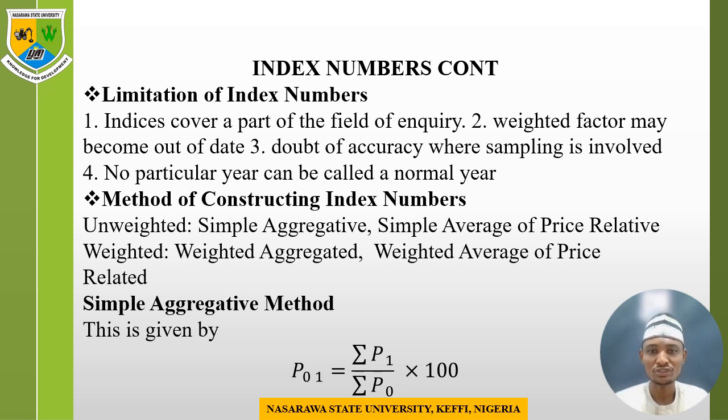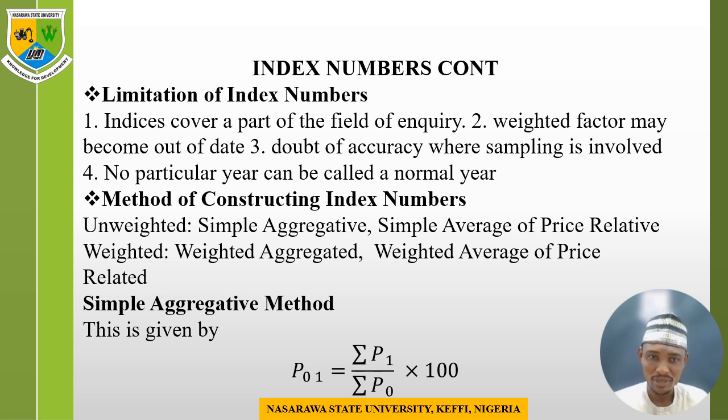Now, methods of constructing index numbers. We have the unweighted method, which includes the simple aggregate and the simple average of price relatives. Then we have the weighted, which includes the weighted aggregate and the weighted average of price relatives.